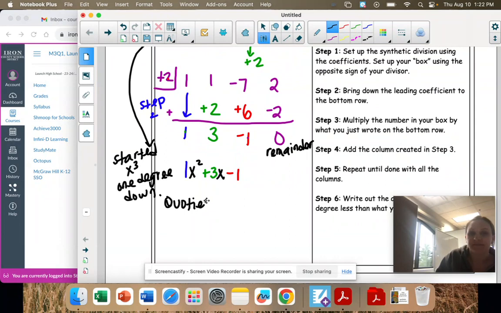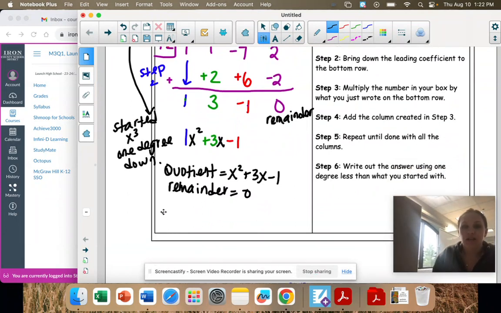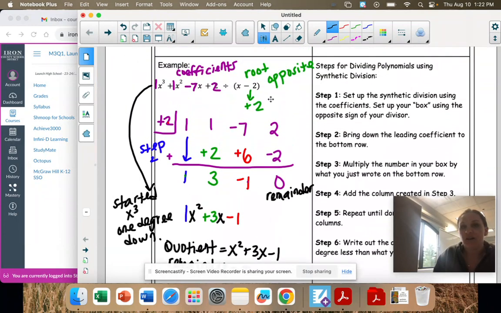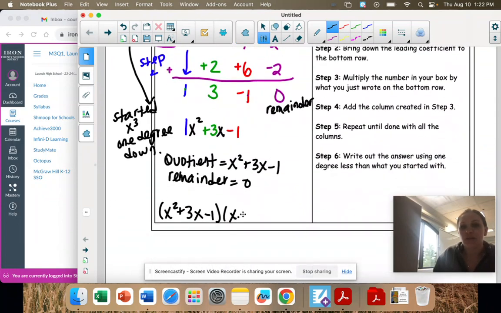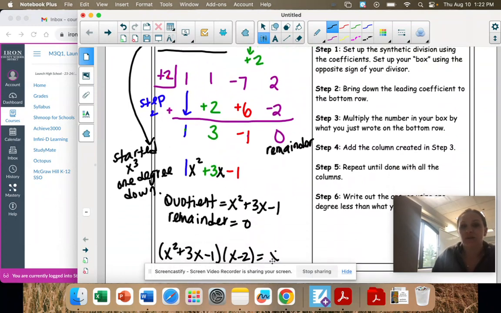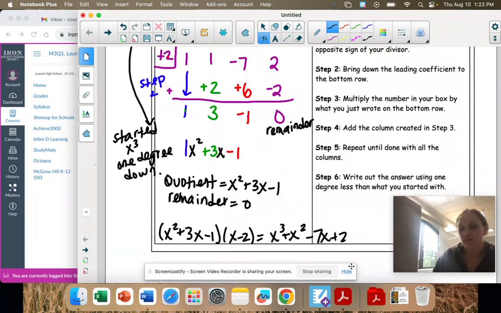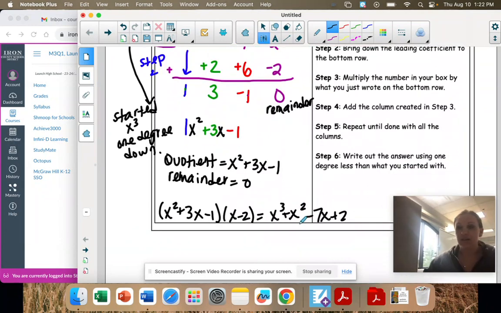Quick, right? It's x squared plus 3x minus 1, because I don't need that one in the front, with a remainder of 0. And I like to just remind you what you just did. So if we take x squared plus 3x minus 1, our quotient, and multiply it by the divisor, x minus 2, we're going to get this. X cubed plus x squared minus 7x plus 2. So remember, when we're dividing, we're finding the missing piece when in our multiplication. And that is synthetic division.